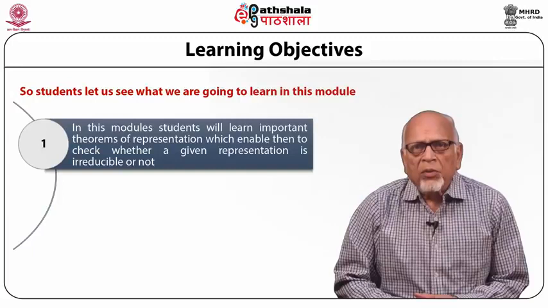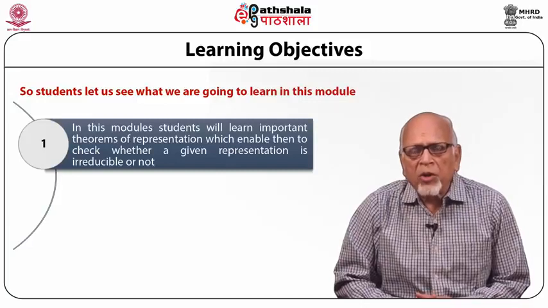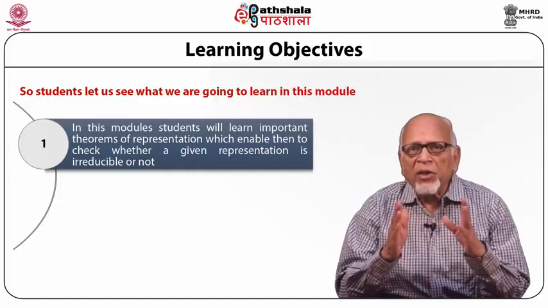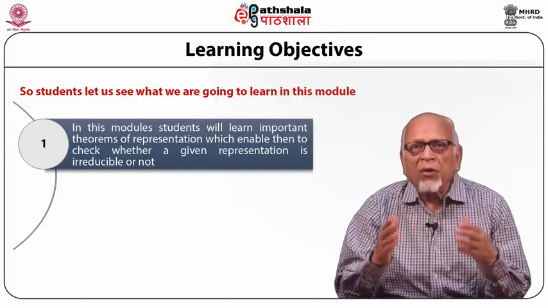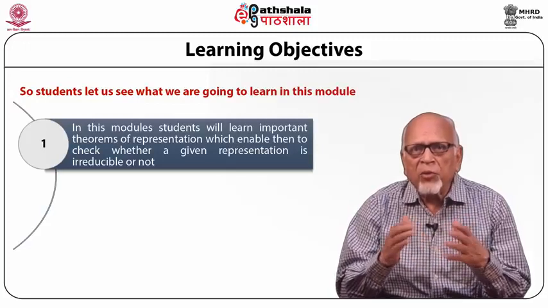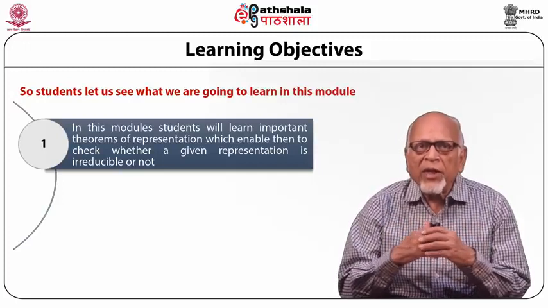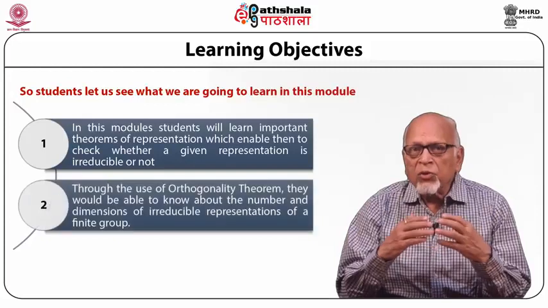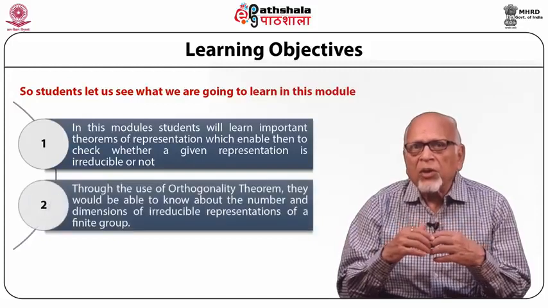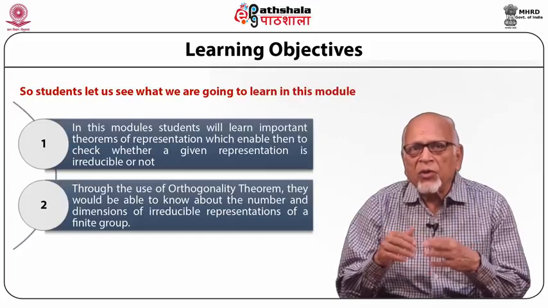In this module, you will learn important theorems which enable us to check whether a given representation is irreducible or not. We have already discussed reducible and irreducible representations. Now, how do we find whether a given representation is irreducible or not? Schur's lemma is important in determining that. And through the use of the orthogonality theorem, you will be able to know about the number and dimensions of irreducible representations of a finite group.